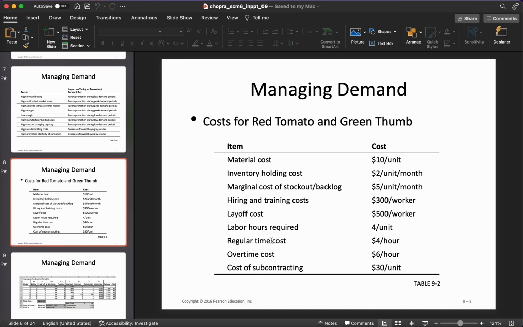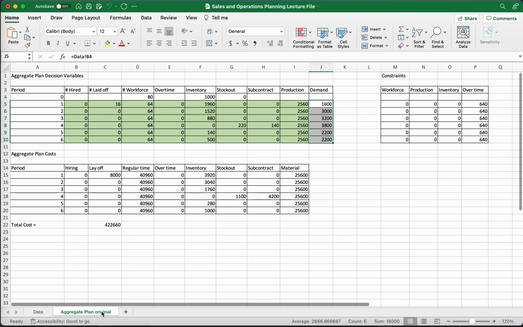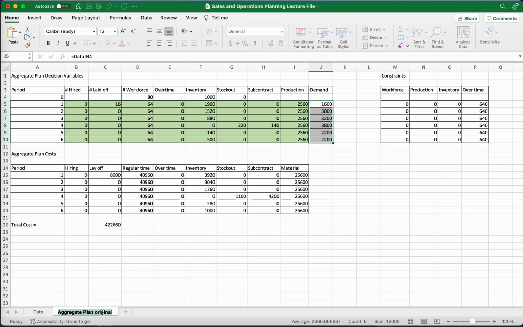Now, we'll assume that Green Thumb is the retailer that sells Red Tomato Tools, and they want to figure out when to offer promotions. If you go back to the data, this is the demand for Red Tomato Tools. In January they have 1600, February 3000, 3200, 38, 2200, 2200. This is the demand that they usually see, so this is the base case. I'm going to rename the original aggregate plan as base case.